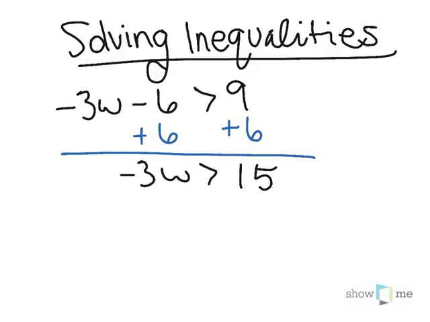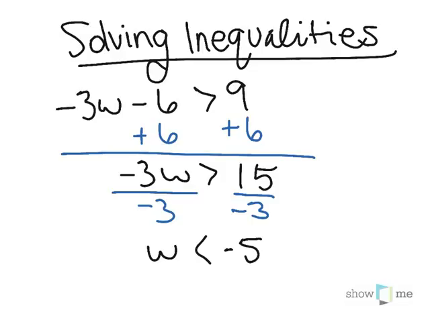Now this is where we have to pay attention to dividing or multiplying by a negative, because in order to clear out the negative 3, we're going to divide both sides by negative 3. On the left-hand side, negative 3 divided by negative 3 is 1, so we're left with just a w. However, we just divided by a negative, so it's time to flip the sign. We had a greater than sign, now it becomes less than. And 15 divided by negative 3 is negative 5.